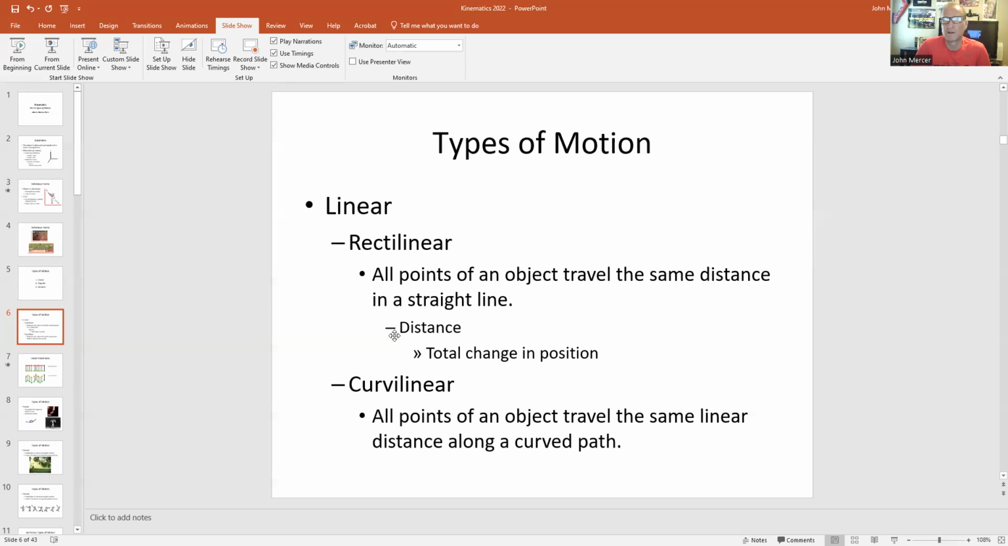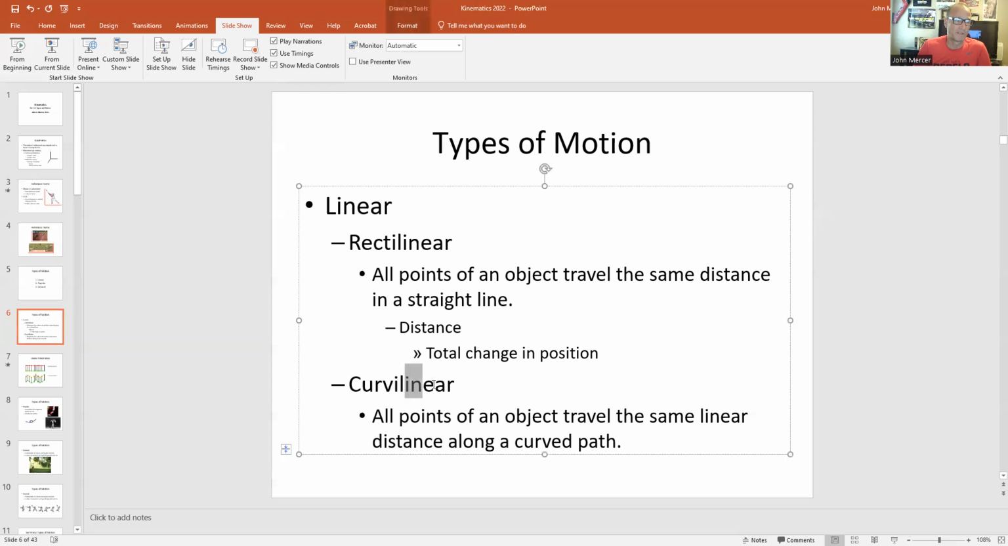If you're driving your car, your odometer is telling you the distance that you're driving. It doesn't even matter what direction you're going in, it's measuring how far you're actually changing position. In this case, rectilinear motion is all points travel the same distance, the same total change in position, and it's a special condition where it's on a straight line.